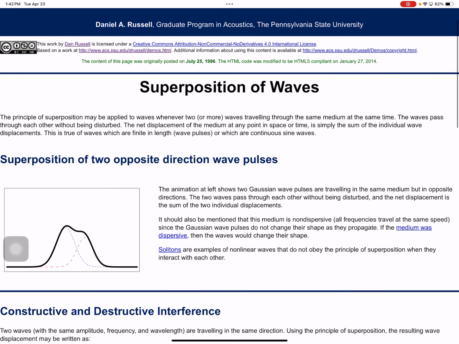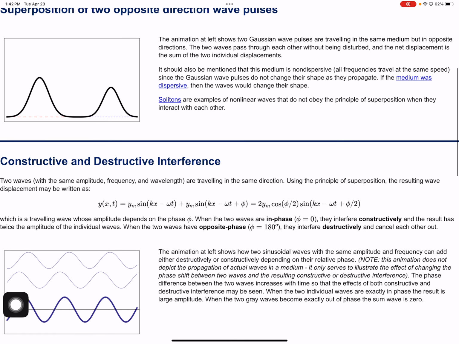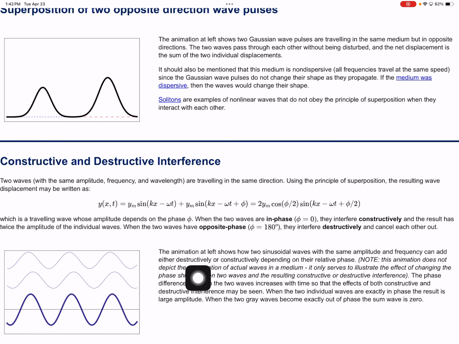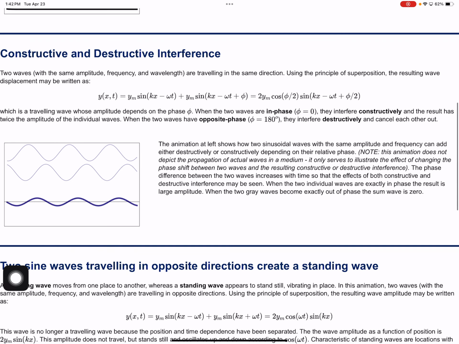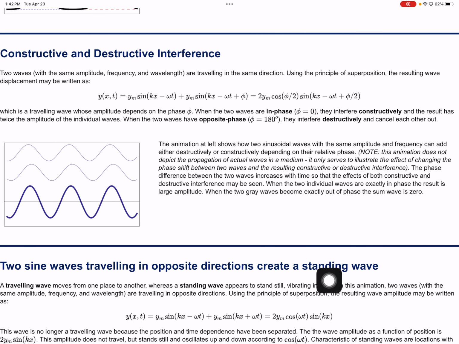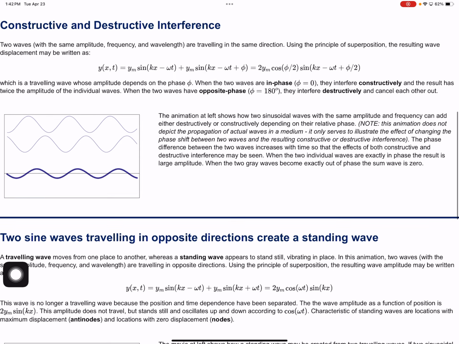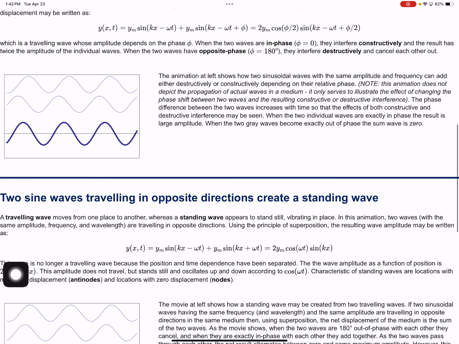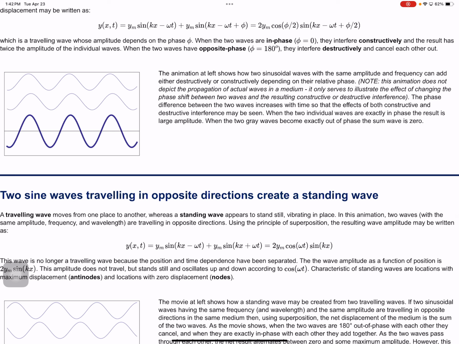Okay, so this is showing you here's a wave that's not traveling, and this one that's combining with that, and there is the resultant wave. So what we're interested in is two sine waves traveling in opposite directions. They create a standing wave. Okay. So here are two waves traveling in opposite directions.